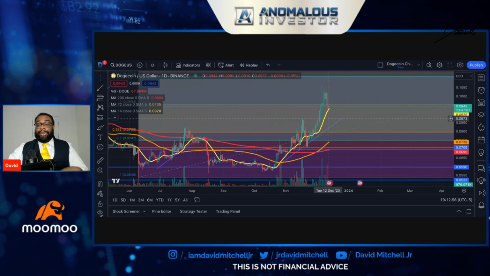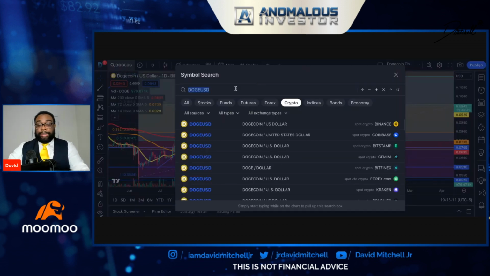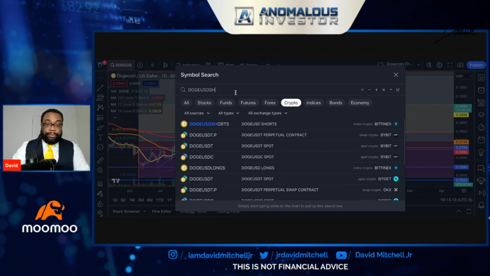I know the candle's still early. We'll see where this closes. We're about to have 3 rejections off of the 14. So we're going to say that is currently what's supporting the coin here. So we'll use that. I checked shorts earlier.